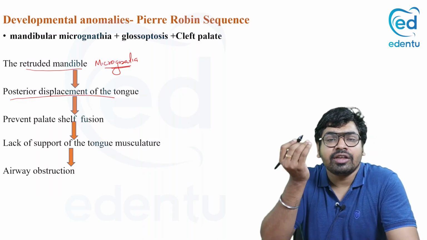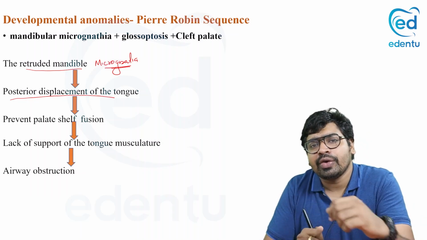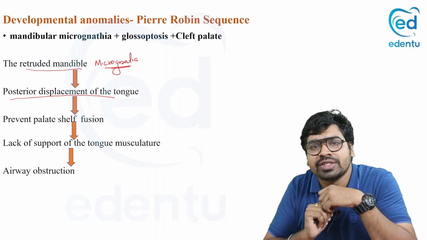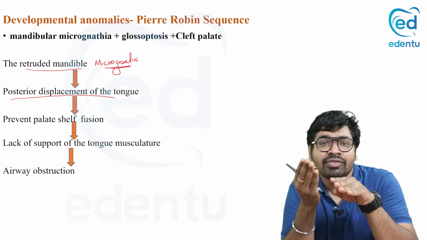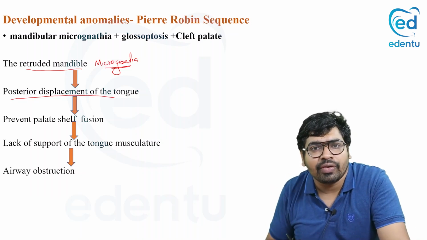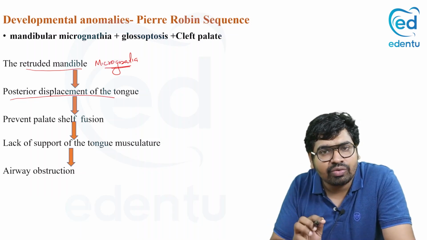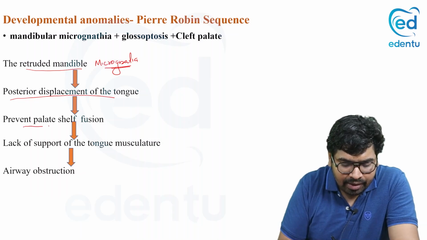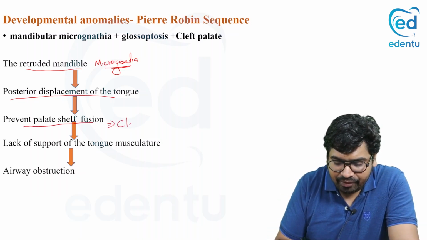What happens if the tongue is placed posteriorly at the time of development? You know that by the 8th week of intrauterine life, the tongue will descend down and help the palatal shelves fuse, right? What happens if the tongue is not descending and is kept at the back position itself? The shelves cannot fuse. The tongue will prevent the palatal shelf from fusing. So if the palatal shelves do not fuse, you get cleft palate.